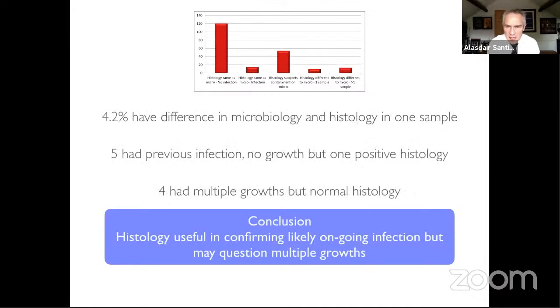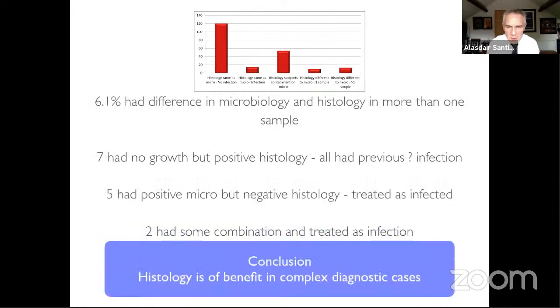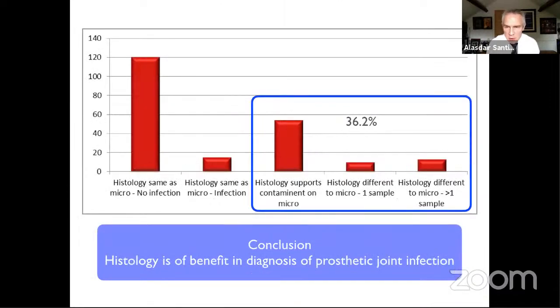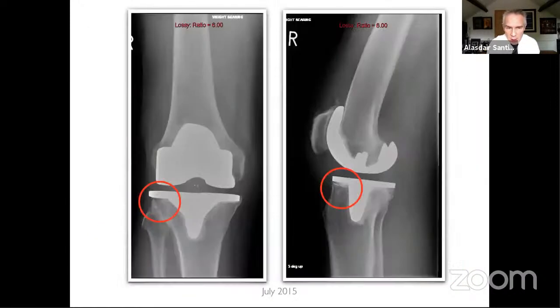And then 4% had a difference in 1 sample. Some you were expecting infection, others you weren't. But again, it's helpful just to decide whether or not you think this is infection. And 6% had multiple differences. Whilst it didn't give you a definite answer, it gave you a bit more confidence in falling one way or the other. So if you add those up together, about a third of patients have some alteration, and histology certainly helps, and we would certainly conclude that.